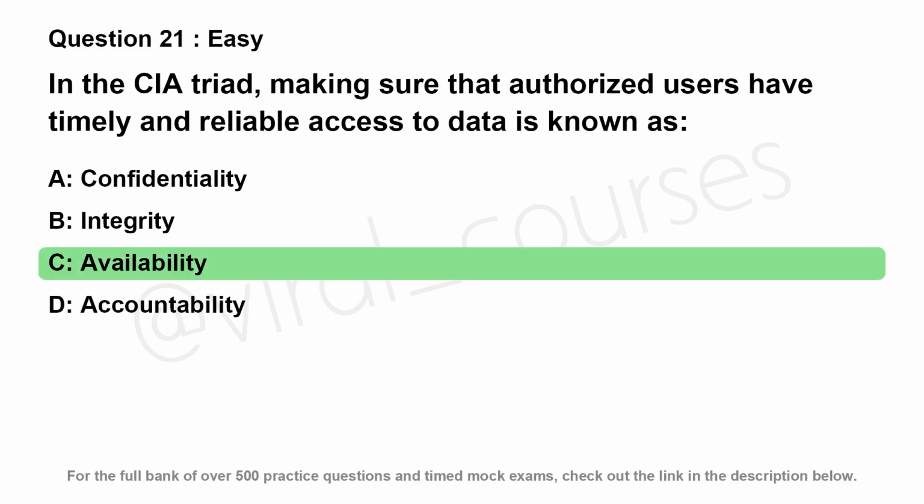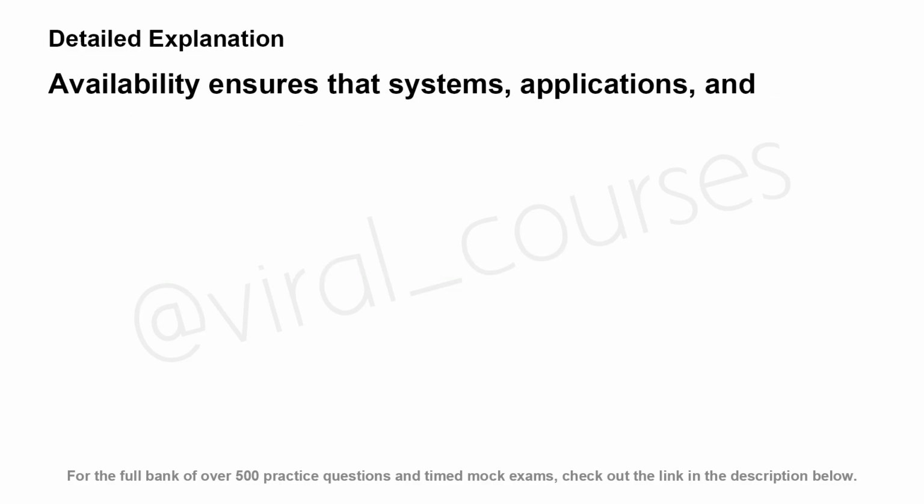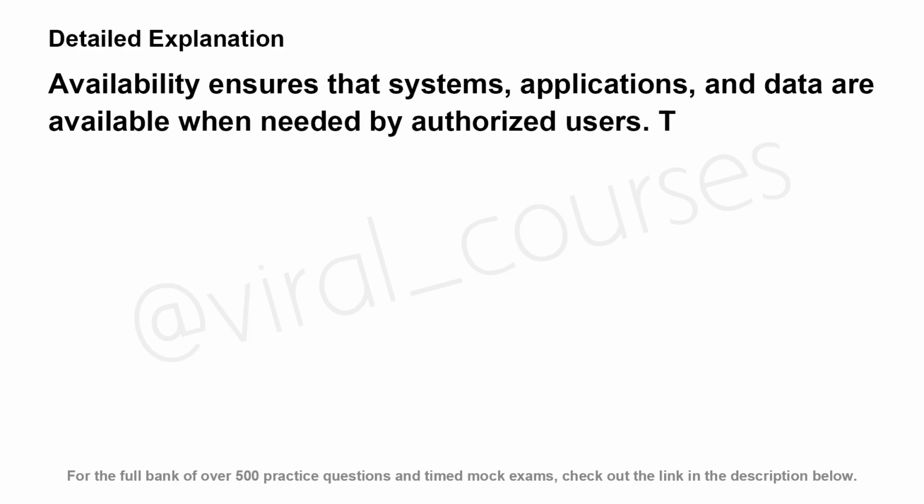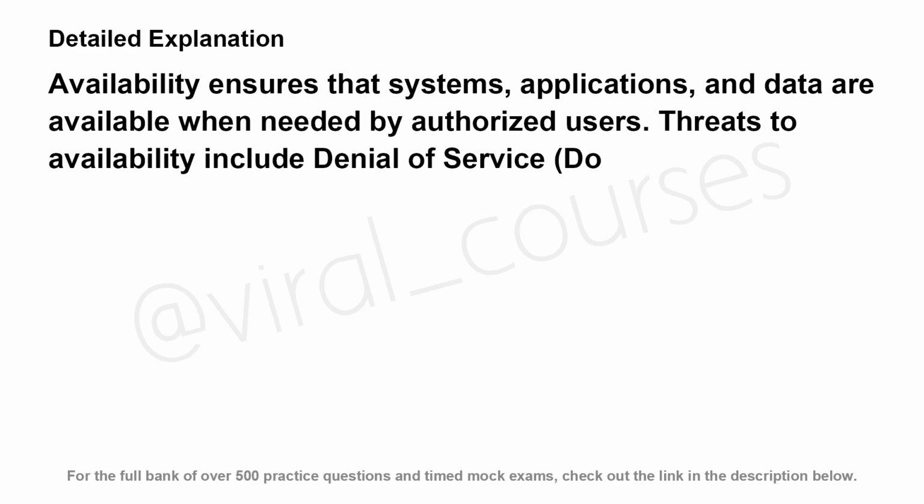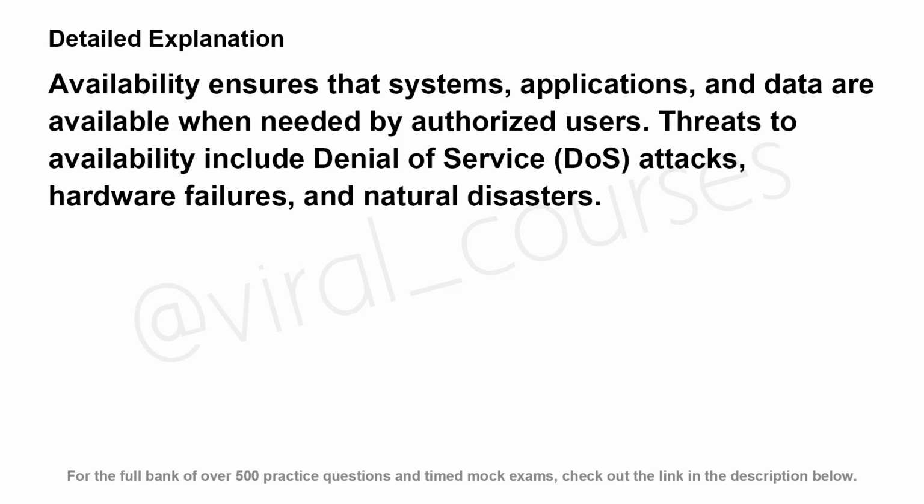The correct answer is C. Availability ensures that systems, applications, and data are available when needed by authorized users. Threats to availability include denial of service, DoS, attacks, hardware failures, and natural disasters.